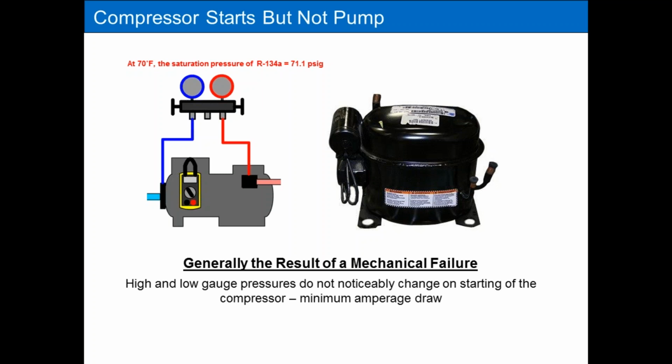But if I put my gauges on, compressor's not running, and both my high and low side read 20 pounds of pressure, or 10 pounds, or 30 pounds, or 40 pounds, I've lost a significant amount of refrigerant, and that's part of my problem. Maybe not the only problem. You could still have a bad compressor, right? You could have lost the refrigerant, and that caused the compressor to fail. So just because you've identified the loss of refrigerant, it doesn't mean that's the only problem.